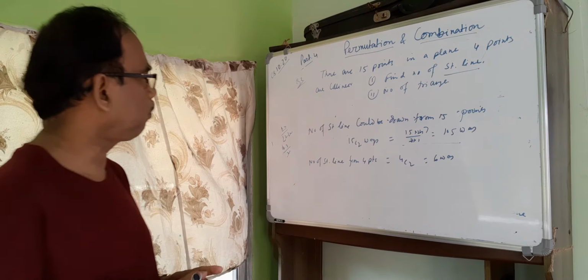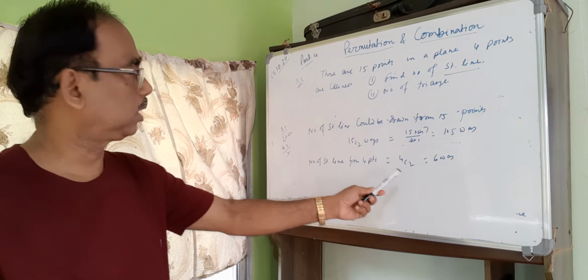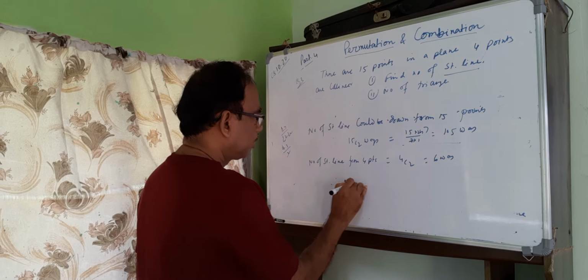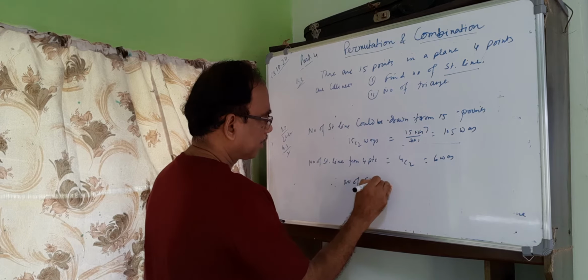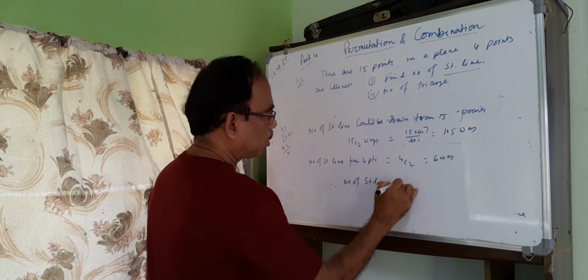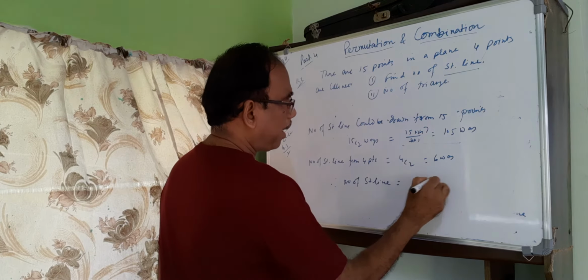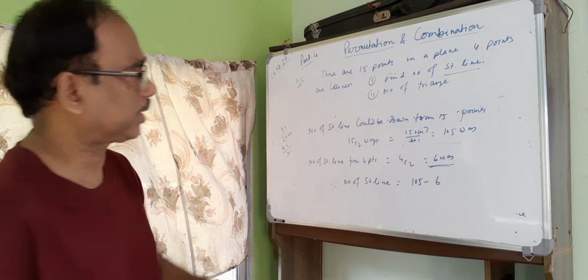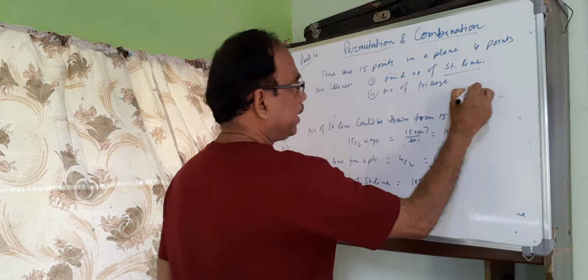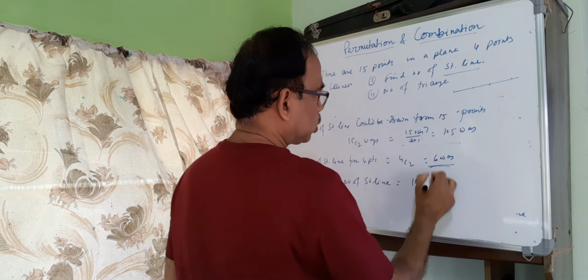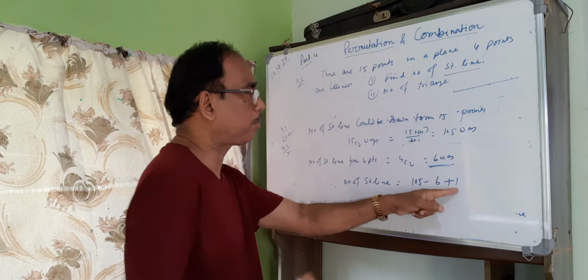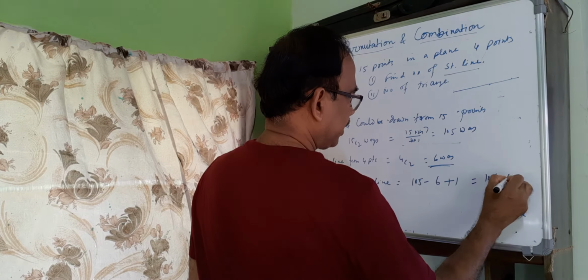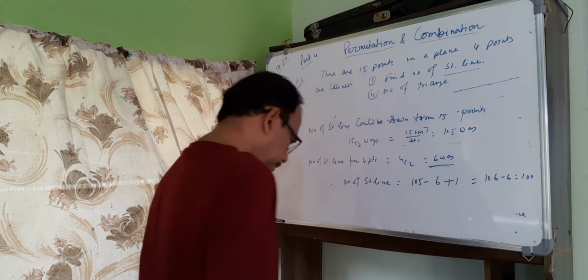But 4 points are collinear. So therefore we can draw only one straight line. So the actual number of straight lines equals 105 minus 6, because those 6 will not be separate straight lines. This will be one straight line. Because 4 points are collinear, we can draw only one straight line. So we subtract 6 and add 1. That is 106 minus 6. The number of straight lines will be 100.